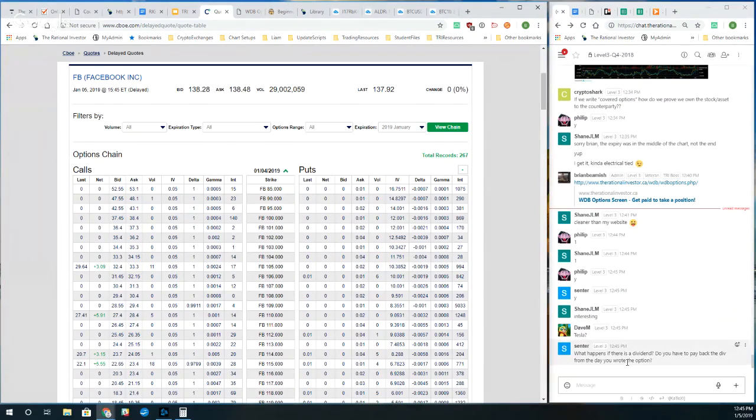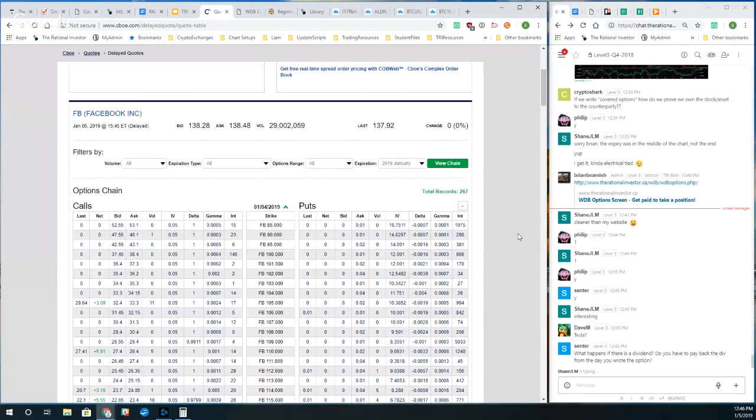Sender says, what happens if there is a dividend? Do you have to pay back the dividend from the day that you wrote the option? The answer is no, absolutely not. If you own the stock and you happen to have an option that's overriding it, then the option price should change depending on whether it's ex-dividend or not. But the actual dividend payment is not reflected in the option owner. If the option is exercised and the stock is called away from you, then the new owner of the stock collects the dividend.